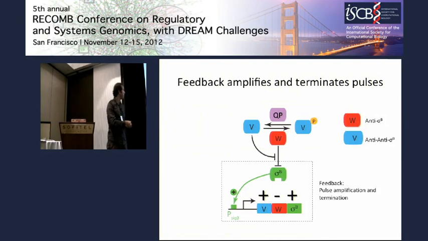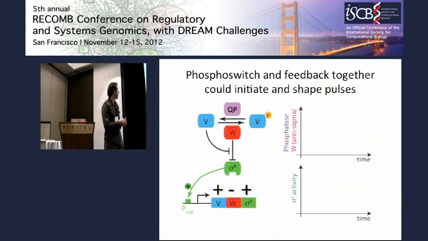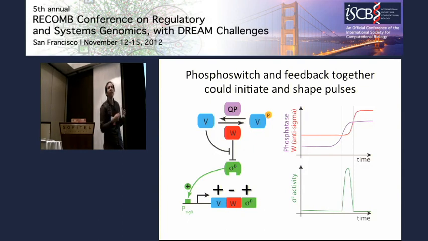The second part of this circuit is the feedback module. And the role that this can play is by having both positive and negative feedbacks, you can first amplify a pulse once it starts and then terminate it. Okay, so this is how this might work. Imagine for a second that the system is off, and then there's a fluctuation where the phosphatase levels suddenly go up. That leads to a big pulse in sigma B activity, followed by production of the anti-sigma factor in red here, which shuts the system back off again. So this is a pulse generation and termination mechanism, and we wanted to test it inside cells.